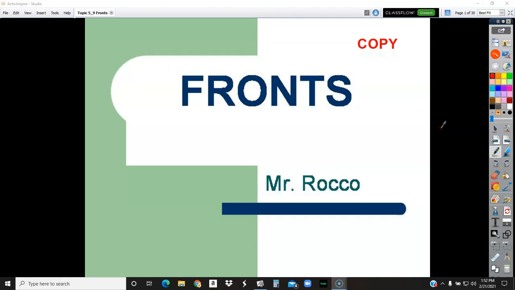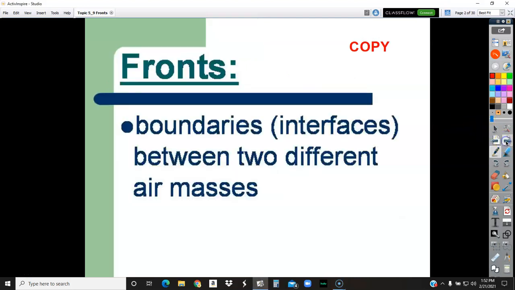We have one more section on this part of topic 5 to cover on weather, and that's fronts. So let me get started. A front is a boundary, or this word we had way back in the beginning of the year, an interface. An interface is just another way of saying boundary, like the door would be an interface between my classroom and the hallway. So a front is just a boundary or an interface between two different air masses.